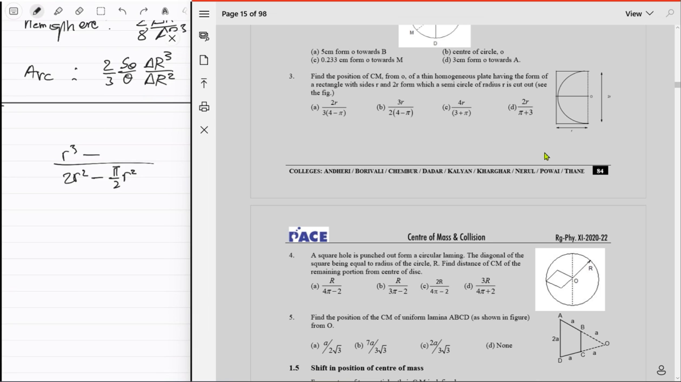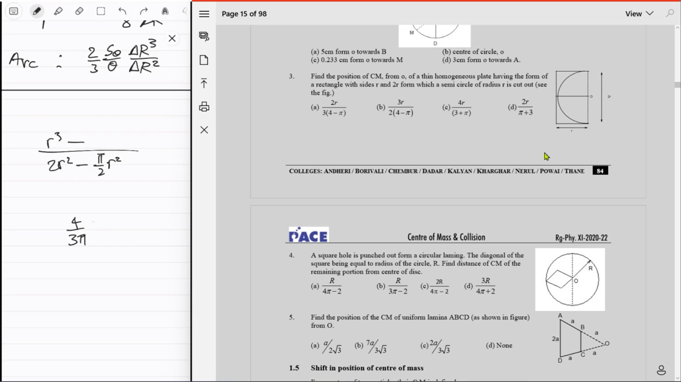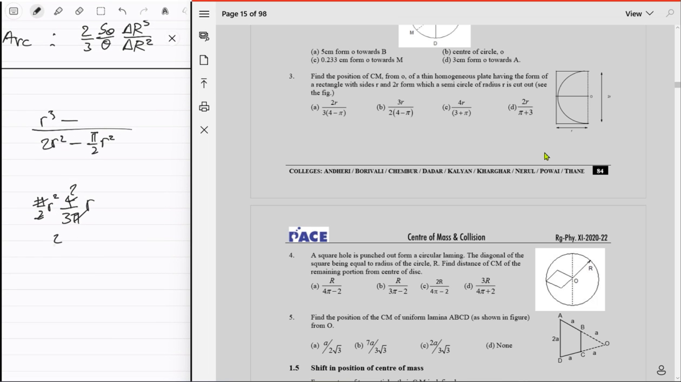Right, that's what it is. So the center of mass's position is just 4 upon 3 pi r. And that answers this, right? So just pi upon 2 r squared. This cancels, just get 2 over there. And I cancel this. Let's just get 2/3 r cubed. Awesome. I believe this was correct. Yeah, this must be correct, right? This has to be correct.